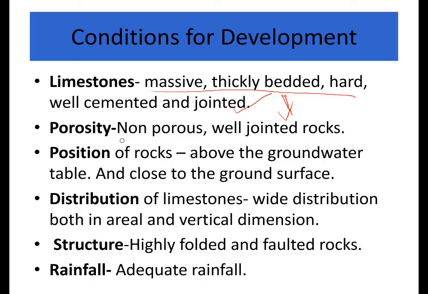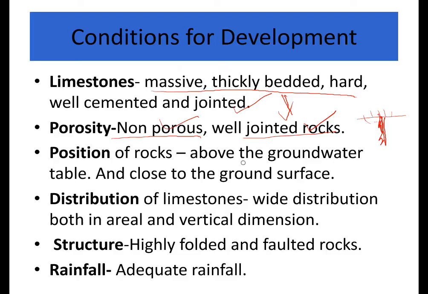Regarding features and porosity, it should be a non-porous limestone, because if it is a porous limestone, the water will enter through all the pores of those rocks and collapse the rock structure entirely. But if it is well jointed rock, the water will enter through the joints only, and it can form various landforms in those regions.